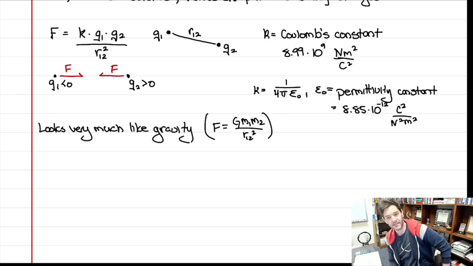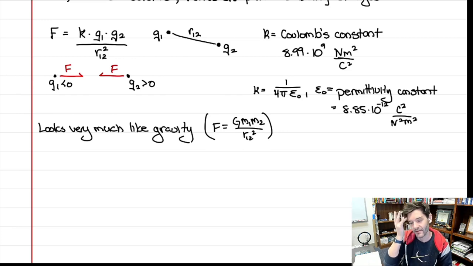And it always results in an attractive force between two objects gravitationally, though with charges there are two flavors. And it can result in an attractive force or a repulsive force. So it's a little bit more complicated than gravity, but not by much, in my opinion.